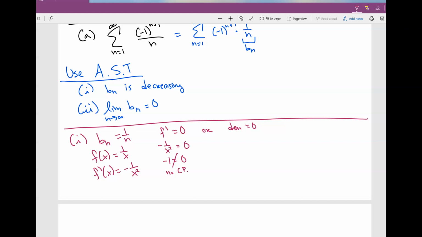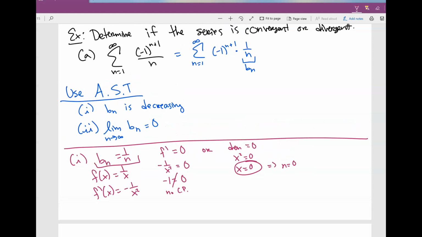Then I'm going to set my denominator equal to 0, which in this case is going to be x squared equals 0, and that's all I'm going to get: x equals 0. Now notice that at x equals 0, if I were to relate it back to my sequences, it's just basically n equals 0, because remember, initially it was n. Now, n doesn't start at 0, it starts at 1, so this doesn't really matter.